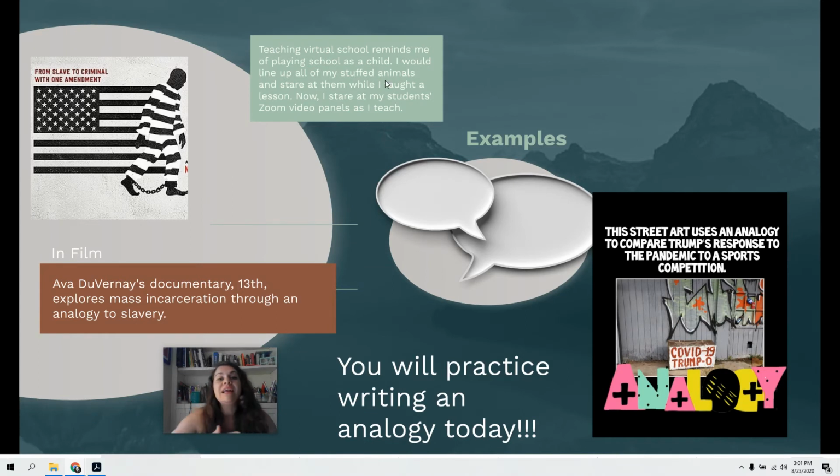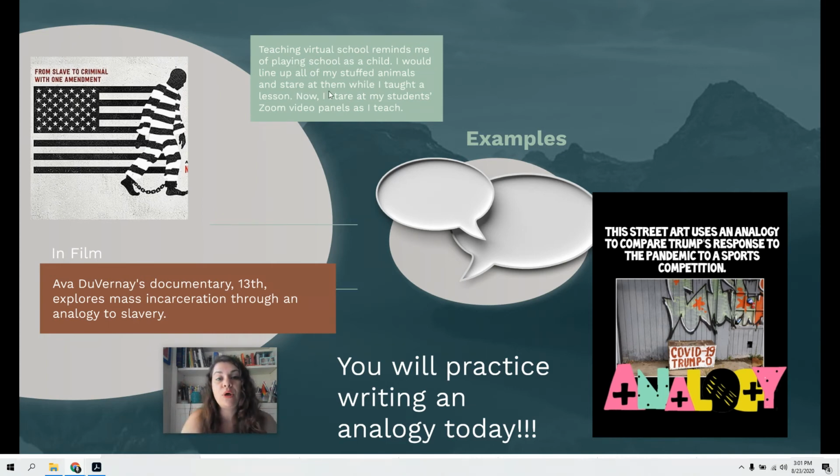And then you're going to be writing an analogy today, and I'm going to give you 3 options. You can write an analogy comparing virtual school to something. You can write an analogy thinking about Odysseus' situation at this point in the story, or you can write an analogy thinking about Penelope and Telemachus, their situation.